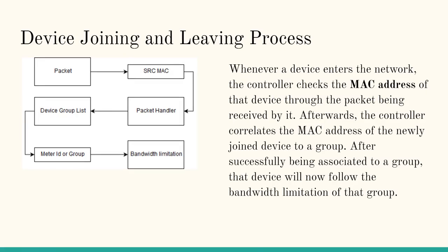For a device joining or leaving, the process will be that whenever it enters the network, the controller checks the MAC address of that device through the packet being received by it. Afterwards, the controller correlates the MAC address of the newly joined device to a group. After successfully being associated to a group, that device will now follow the bandwidth limitation of that said group.